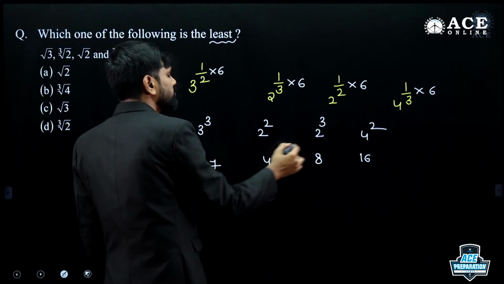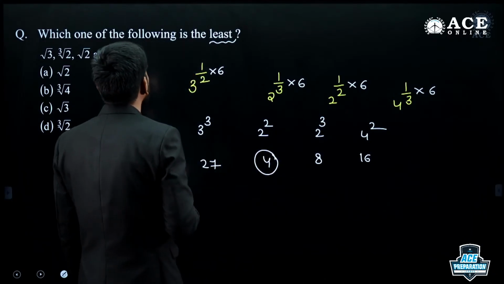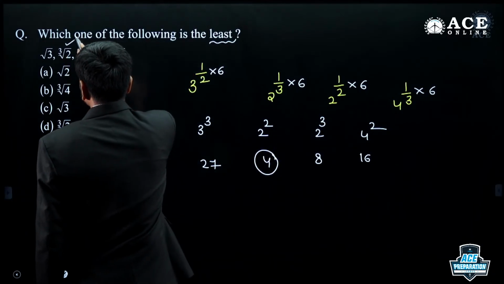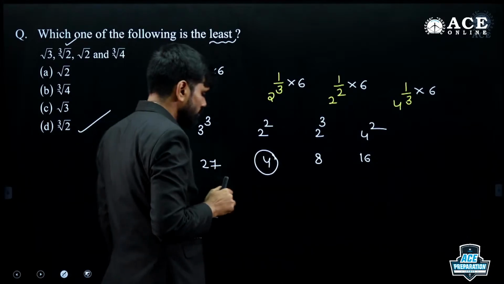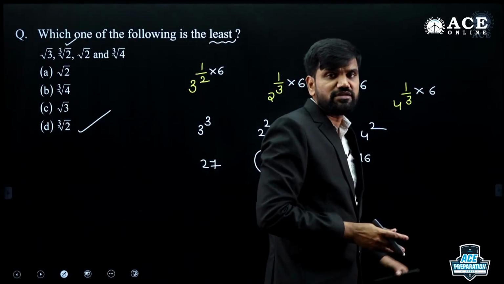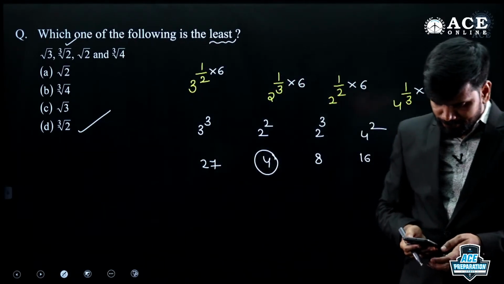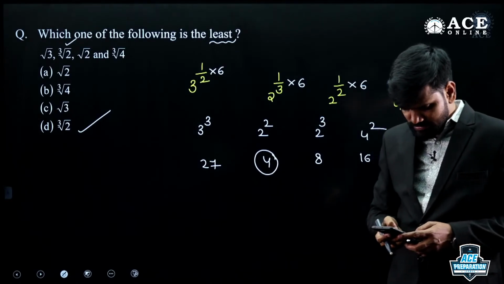Which is the least among the numbers available? The second one. Which is that second one? Cube root of 2. Hence your answer has to be what? Option D. Right? Is that clear?